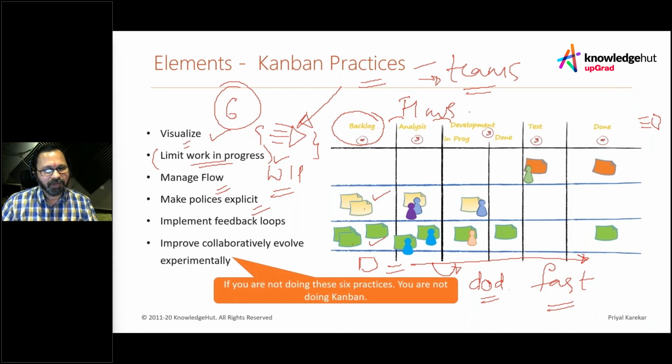Then we talk about feedback loops. Feedback loops are about having appropriate feedback loops at an appropriate cadence, which will help us to collaborate with the customer and stakeholders, and to learn and improve using the feedback loops. And finally, we will use scientific methods or a hypothesis-driven method to drive the change, improve collaboratively, and evolve experimentally. And if you are not doing these 6 practices, you are actually not doing Kanban.